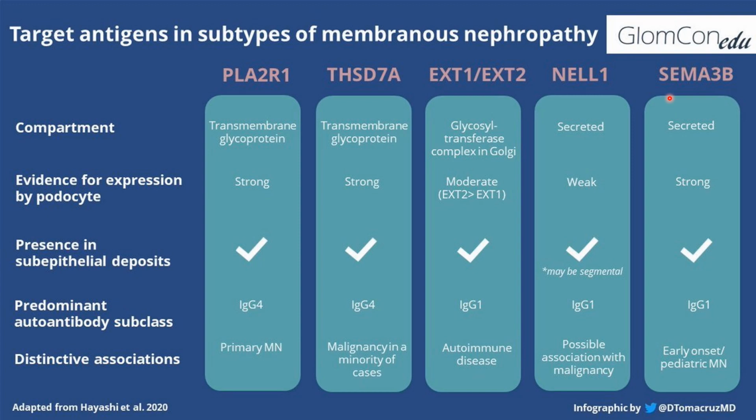in the podocytes that may appear with secondary causes. Look, THSD7A, we know from the beginning of the lecture, may be positive in malignancies. Another antigen, the X1 and X2, may be positive in autoimmune disease. NELL1 may be positive with malignancy. So even the other new antigens may be present with secondary causes. That's why it is important to always exclude secondary causes in patients with membranous nephropathy.